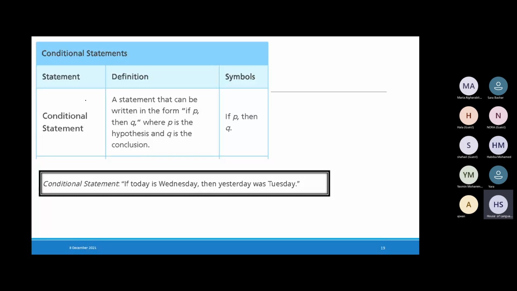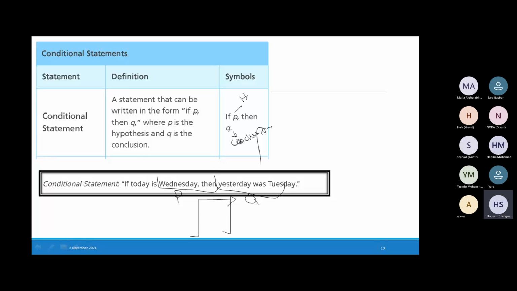As we said before, statements can be written as if P, then Q. P is the hypothesis, Q is a conclusion. The conditional statement is written as if P happens, then Q will happen. If the hypothesis happens, the conclusion will happen, as we said yesterday. Like this example here: if today is Wednesday, then yesterday was Tuesday. This is P and this is Q. If P happens, then Q will happen. This is the conditional statement as we talked about before.